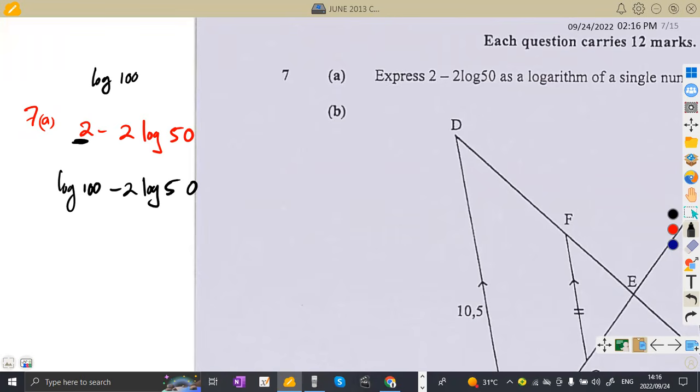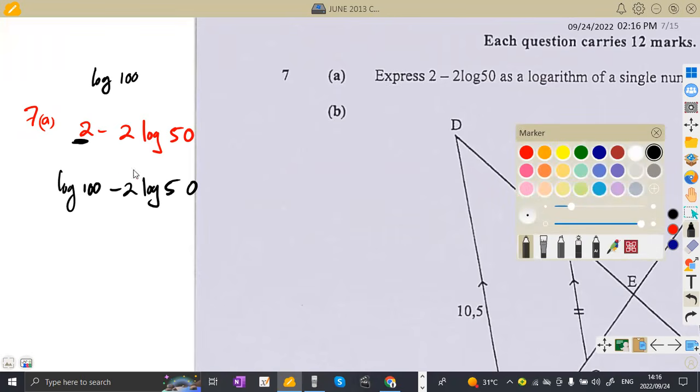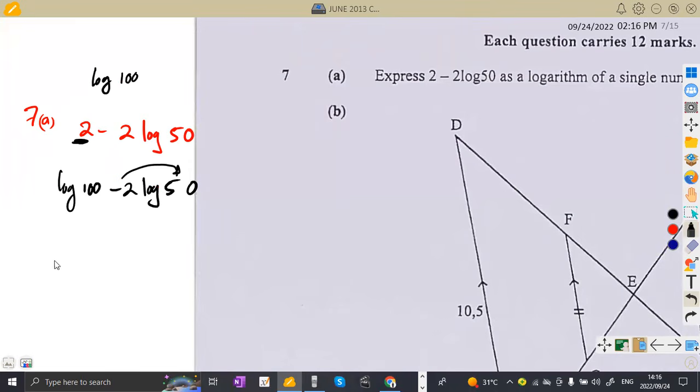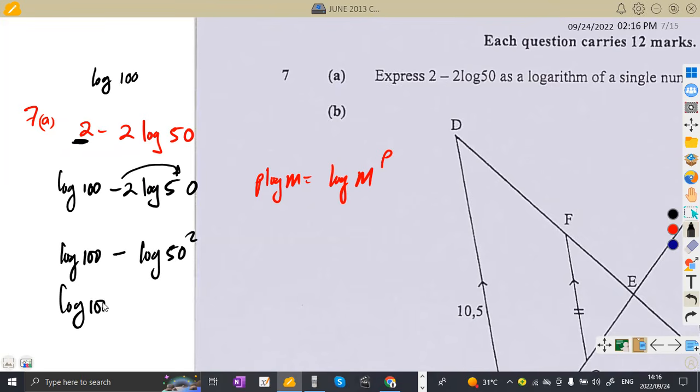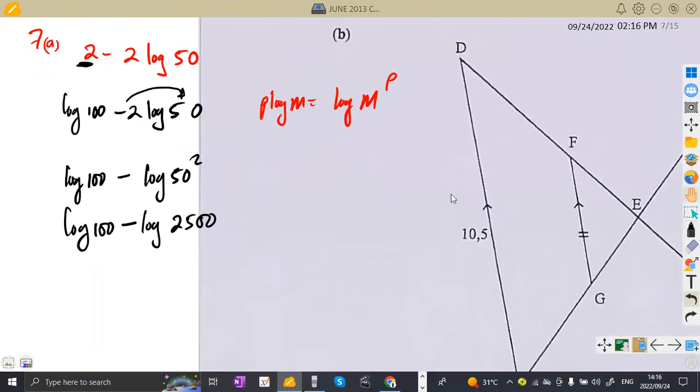Okay, now at this stage, I can use the laws of logarithm because I now have logarithms. So I can raise the 2 to be an exponent. Remember, from our p log M is equivalent to log M to the power of p. So that means I can raise this to be the exponent. So it's going to be logarithm of 100 minus logarithm of 50 to the power of 2. So I'm going to have logarithm of 100 minus logarithm of 50 to the power 2. That's 50 times 50, which is 2,500.